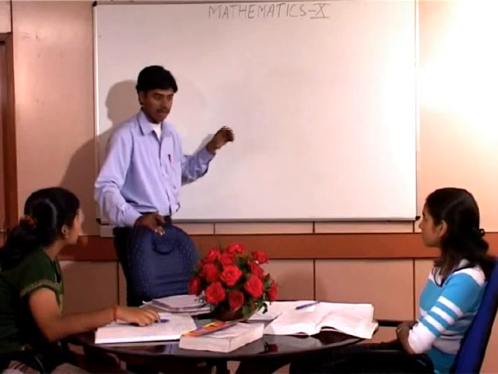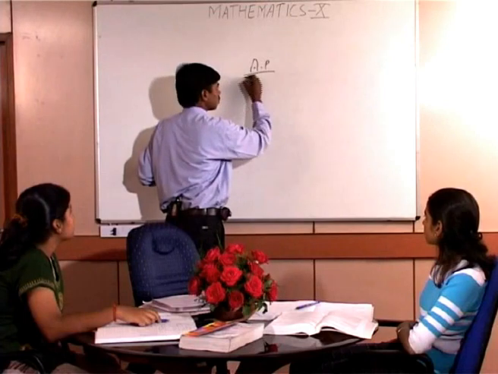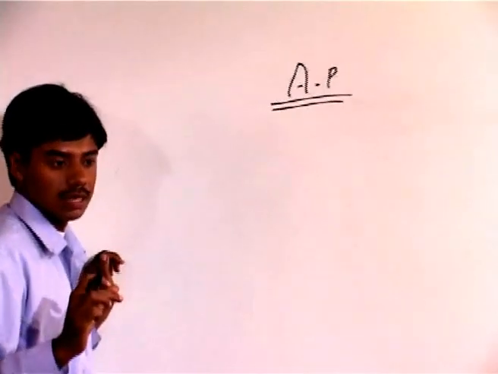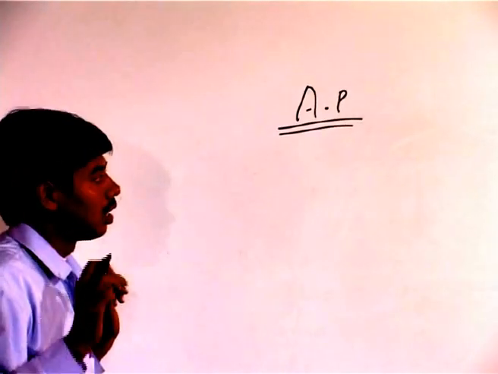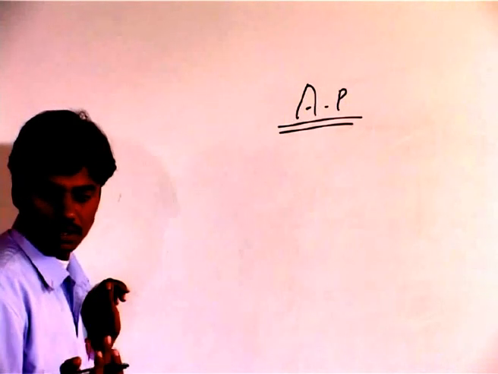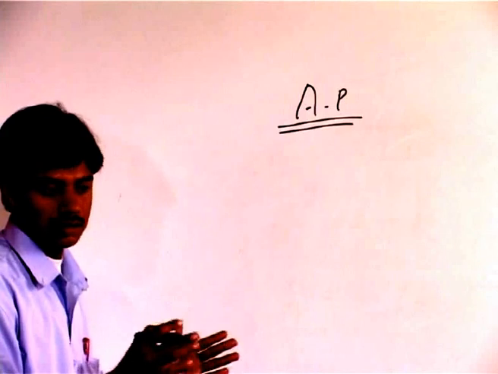Basic topics on AP, arithmetic progression. What is that? In this chapter you will learn basic terms like first term and common difference. Is that clear? And find any required terms like the sixth term, fifth term, or fourth term. Is that clear? And find the sum of the whole terms.